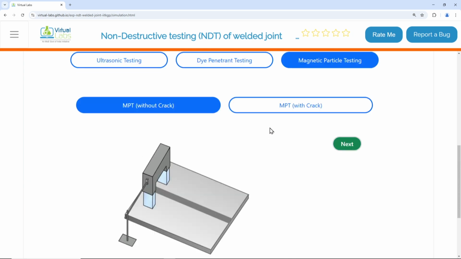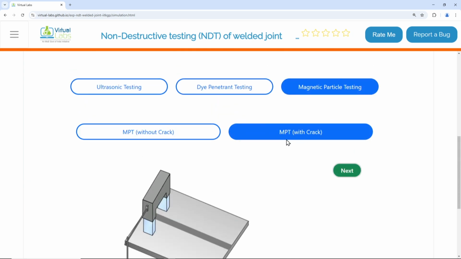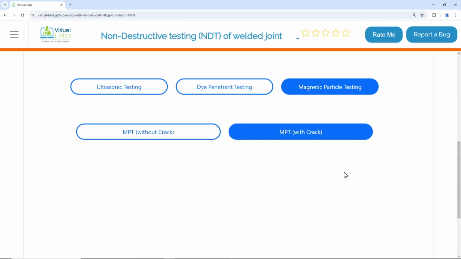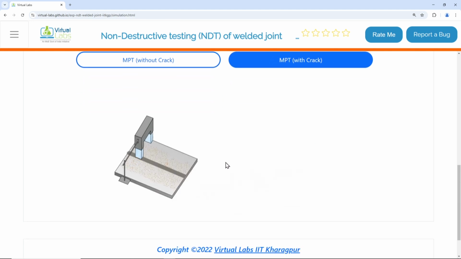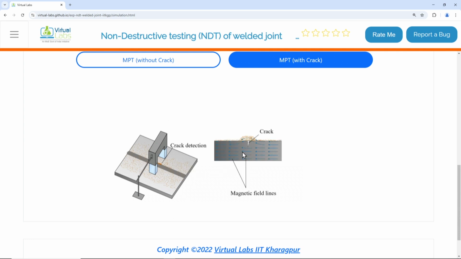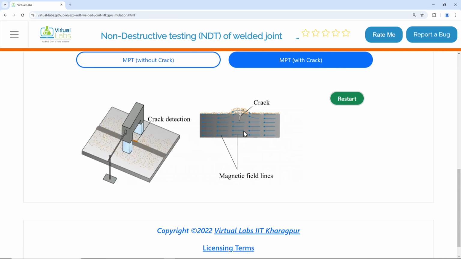Let me restart and pick the MPT with crack and click next here. After spraying, you see if the crack is there, there is a change in flux. The flow of the magnetic field lines is showing change here, that is the crack here. So these were all non-destructive testing.